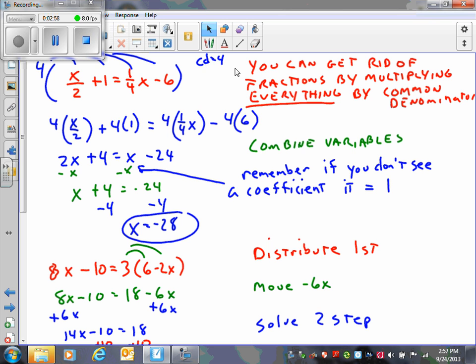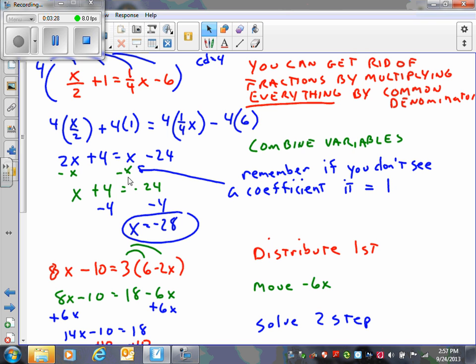Common denominator equals 4. So I multiply x plus 2 by 4. 4 and 2 reduce, I get 2x. I multiply 1 by 4, I get 4. I multiply 1/4 x by 4. 1/4 and 4 are multiplicative inverses. They equal 1, so 1x. And minus 4 times 6 is minus 24. Now, you've got to remember, if you don't see a coefficient of a variable, it equals 1.